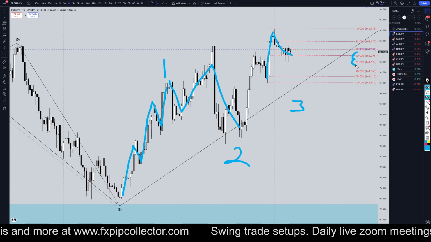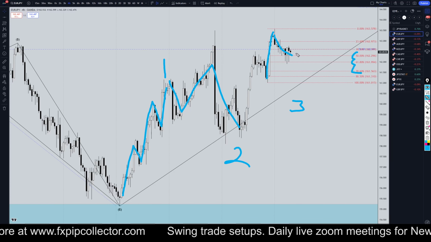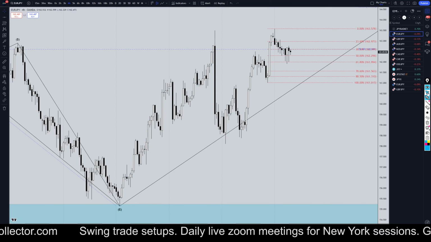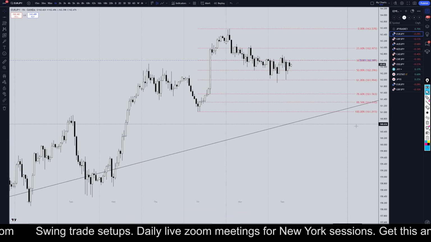Most likely we will end up bouncing from a Fibonacci level, which could be any one of them, making a higher low and continuing the uptrend. Taking it right down to the 1 hour time frame.